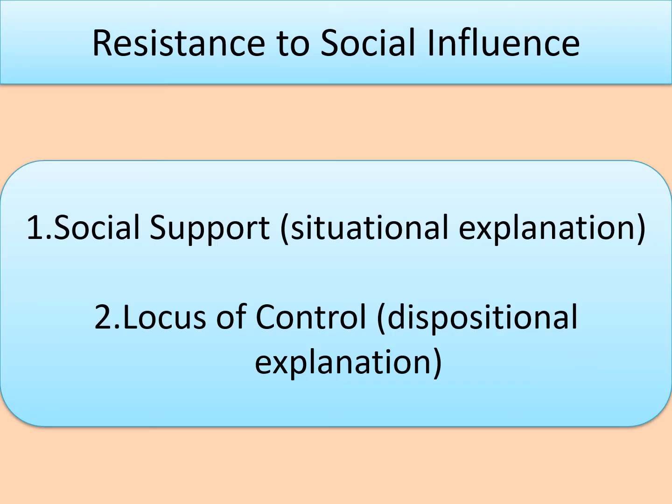On the specification it identifies two reasons that we can resist social influence, and the reasons that we can resist the pressure to either conform or obey are due, first, to social support, and second, to something called locus of control.